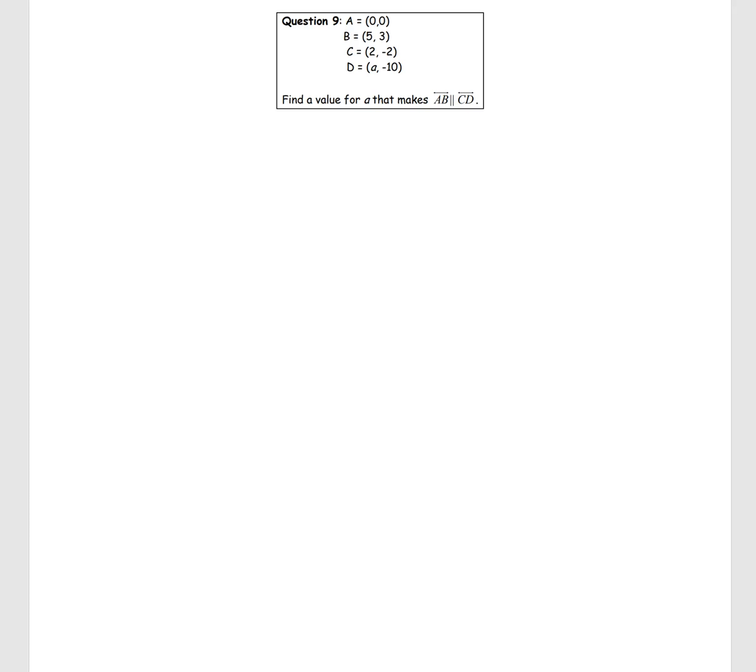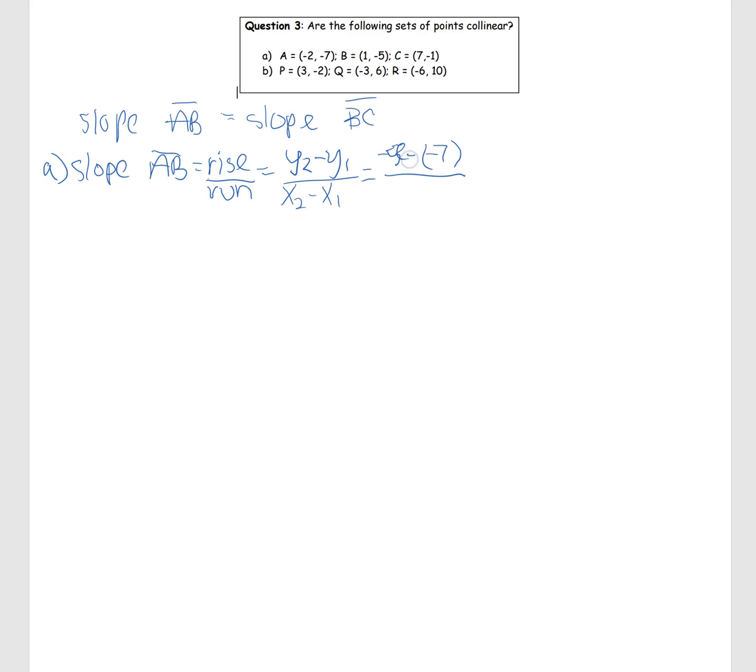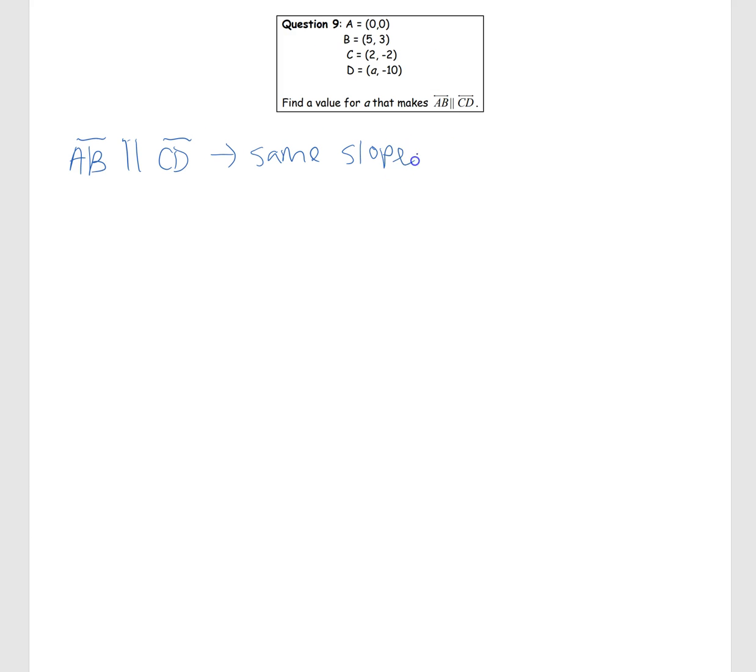Question 9 gives us 4 points A, B, C, and D, and asks us to find a value for lowercase a, which is the x value in point D, that makes the line segment AB parallel to the line segment CD. So we know if we want AB to be parallel to CD, this means that they have to have the exact same slope.